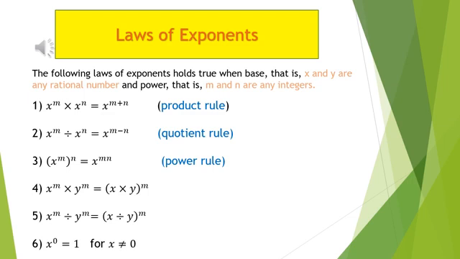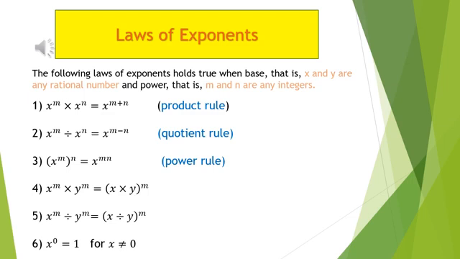Now the fifth rule is x raised to the power m divided by y raised to the power m. Here the operation is division and the bases are different, x and y, but your power is still the same. So what will you do on the right hand side? You will keep the power as it is, m, the same power, but your numbers will now be x divided by y, and the whole power will be m.